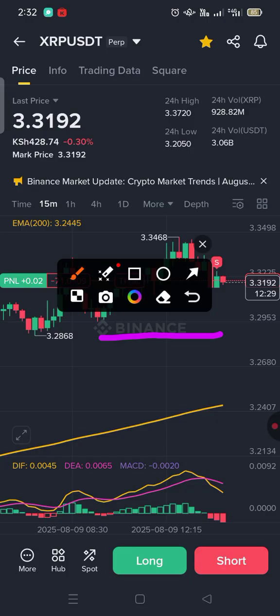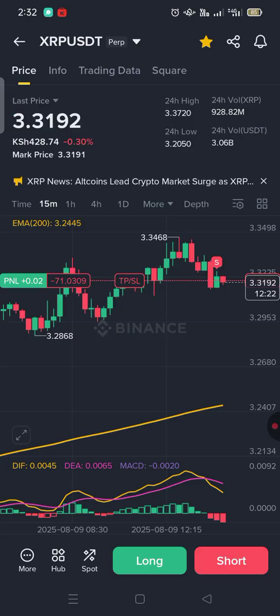So I'm going to target the market to reach somewhere there. Then I will go out of the market. That is according to me. People analyze the market differently, but according to the strategy that I use, that is what it is. So I'm going to wait patiently for the market to reach my target or my zone.